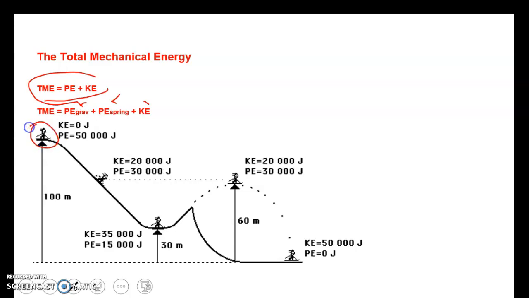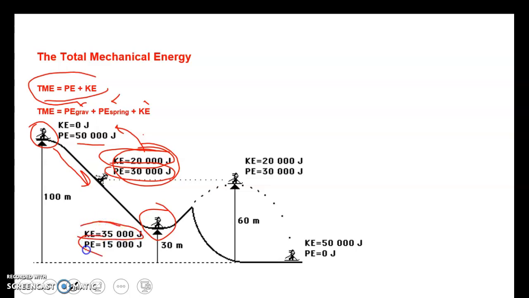So here we've got a ski jumper. At the very top, not moving, has a potential energy of 50,000 joules. As the skier goes down, they gain some speed, so their kinetic energy increases, but they lose height, so their potential energy decreases. But our two energies together, total mechanical energy, will stay the same. It'll still be 50,000. At 30 meters, we have a kinetic energy of 35,000 and a potential energy of 15,000. But again, added together, still equals our initial mechanical energy of 50,000.